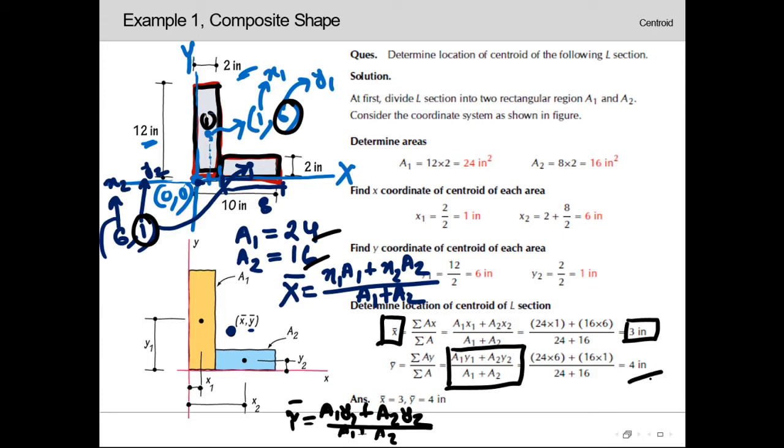So we conclude that x bar is equal to 3 and y bar is equal to 4. The value of x bar will be 3 and y bar will be 4. The coordinate is 3, 4. In this way we can calculate or locate the centroid of this L segment or L section.